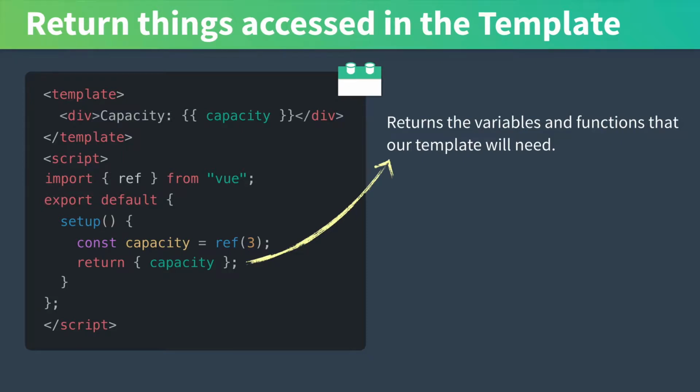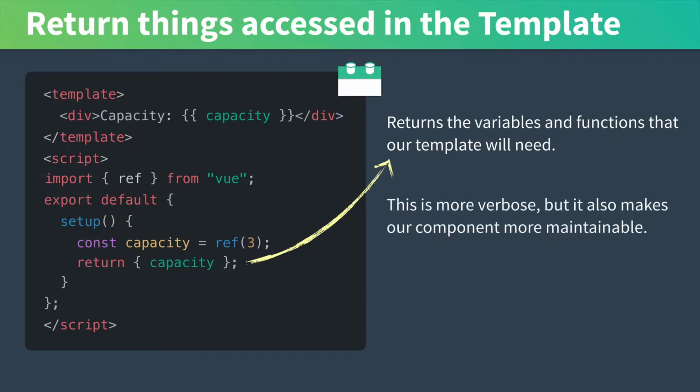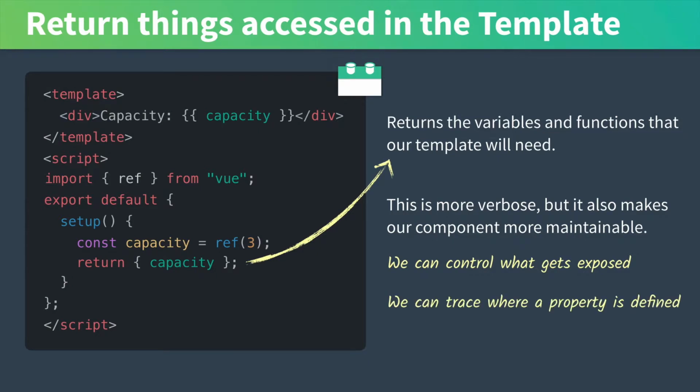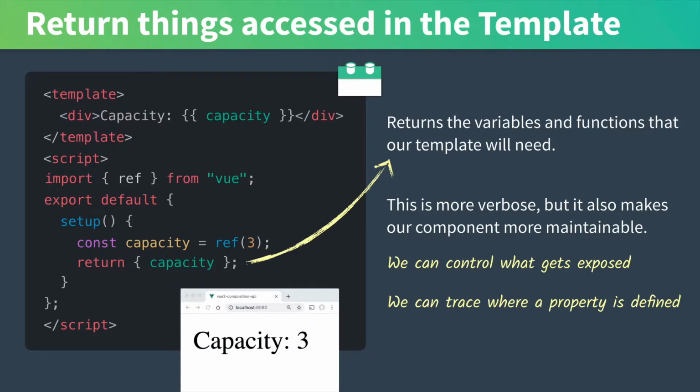You might initially think this is more verbose, but it also makes our component more maintainable, since we can control what gets exposed in our template, and we can more easily trace where a property is defined. In our browser, everything is working.